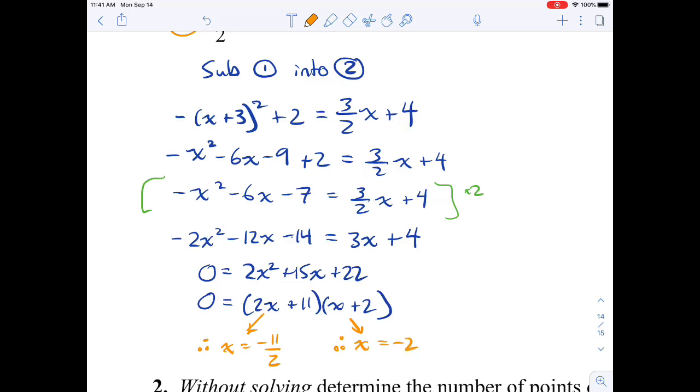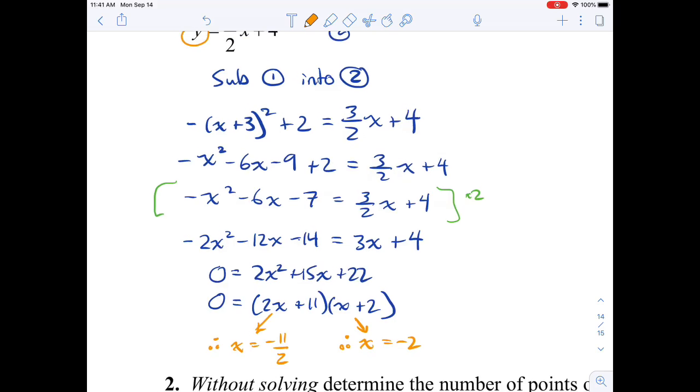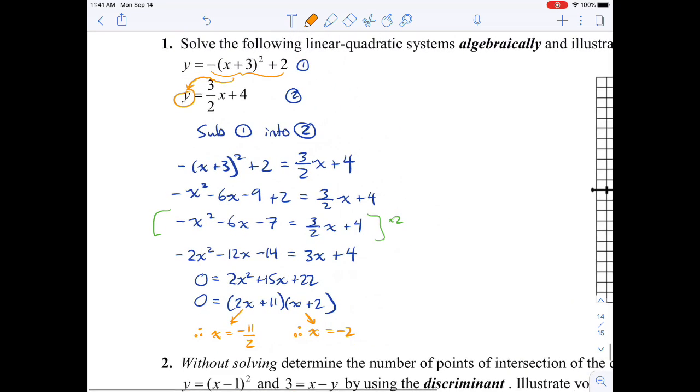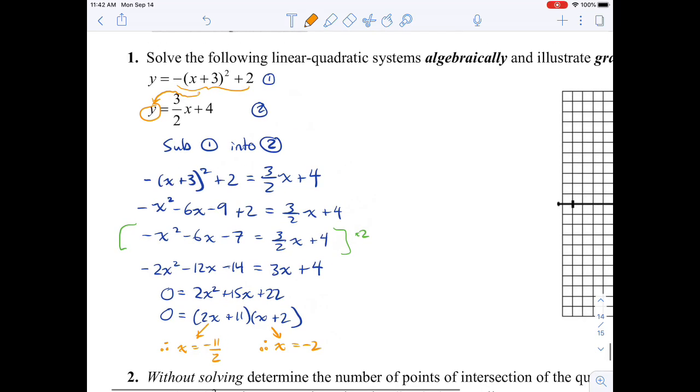So let's step back and try and think about what we were trying to do here. We were trying to solve the linear quadratic systems. Well, again, that means we're looking for x and y coordinates. We're looking for points where they would intersect. Well, here we haven't found x and y coordinates, we've just found x coordinates. So we found 2 different possibilities for x values. Each of them has a y value that goes along with them. So we need to take each of them and substitute them in separately and find the y value that goes with each one. So that's what I'll use this space up here for.